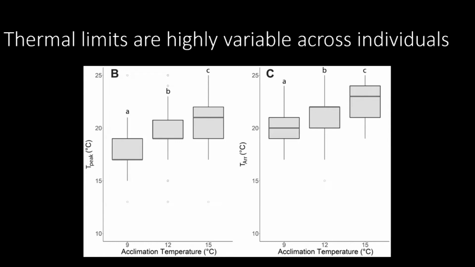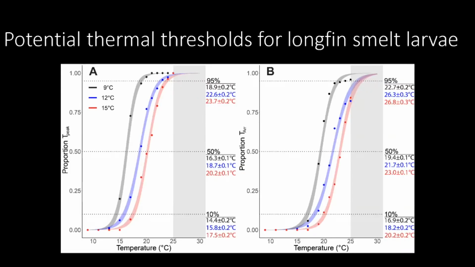So instead, we decided to look at this through a proportional analysis. When you plot the proportion of individuals at these limits over temperatures, you get a curve that looks like this. It's an S-shaped sigmoidal curve. And with this, you can get a few thresholds based on perhaps what you consider feasible for managing in the estuary. So here on the left, we have T peak, the sublethal thermal limit. And on the right, we have the lethal thermal limit.